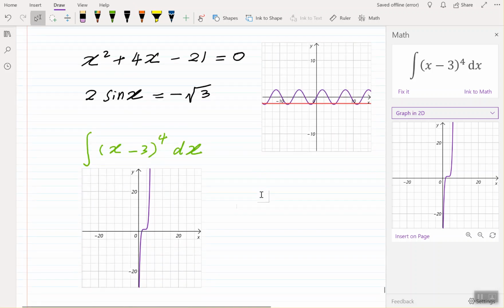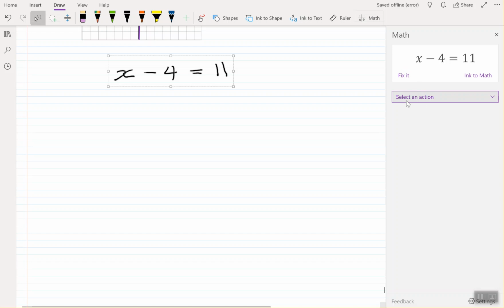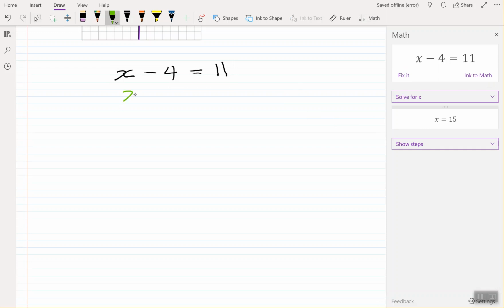Some of you will find this too complex, so let's do a very simple one. Let's say x minus 4 equals 11. Let's solve this one. Grab lasso, select, and definitely solve for x: x equals 15. Let's check that. Both sides plus 4, you get 11 plus 4. So x equals 15, which is correct.